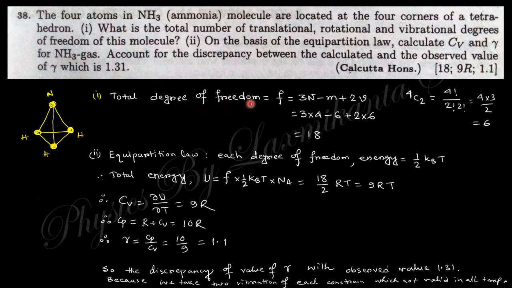So you know the degree of freedom is 3n minus m plus 2v, that is 3 into n, the number of molecules. m is the number of constraints, that is 6 here, because there are 4 points, and for each constraint you need 2 points, so for 4C2 that is 6, and for each constraint there are 2 vibrational modes, that's why 2v. Clear? So there are 18 degrees of freedom.